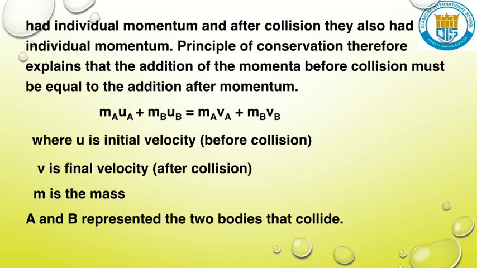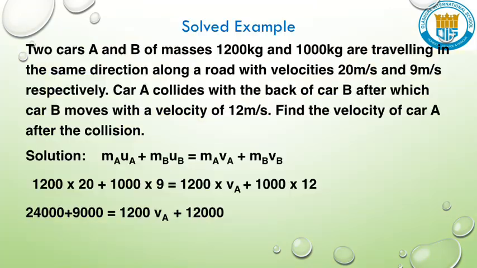So A and B are the two bodies colliding. Body A before collision had an initial velocity. Body B also had an initial velocity. Now after collision, body A would have a final velocity and body B would have a final velocity. So if we add up the momenta before and after, they should be equal to each other. Let's look at an example.